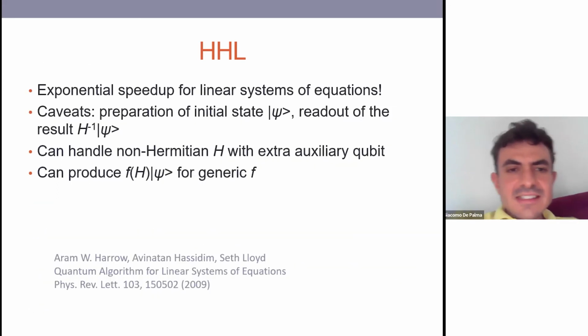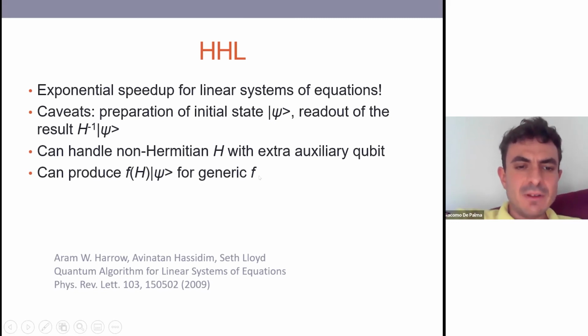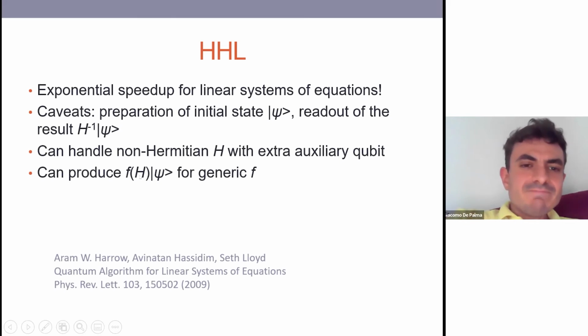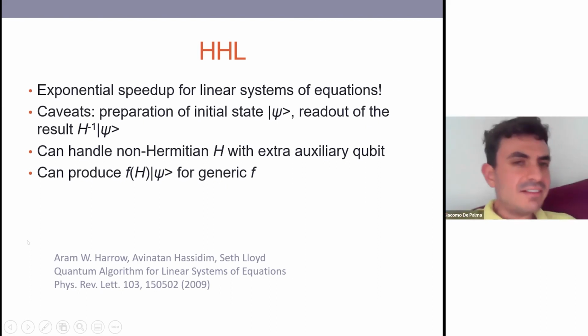And actually this algorithm allows us to produce any state of the form f of h psi, where f is some generic function. And of course, the runtime may depend on what f is. In particular, if f has some singular points, the singular points will be crucial in determining the precision with which we can produce this state. And this is the original reference for the HHL algorithm for linear systems of equations.